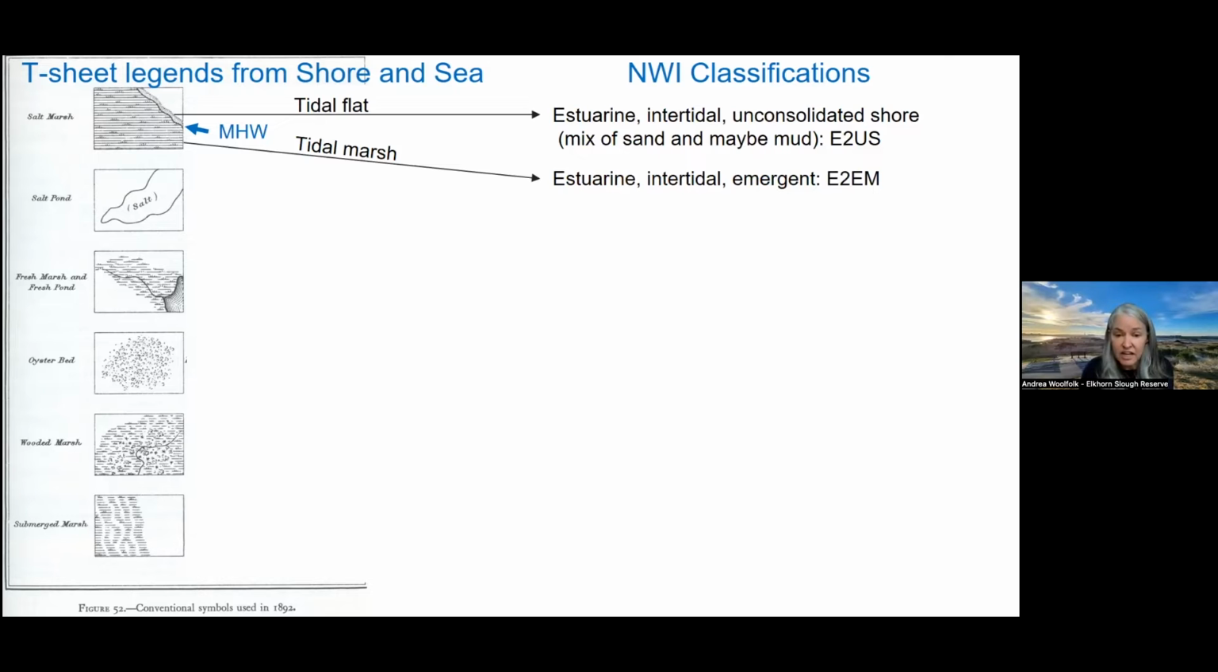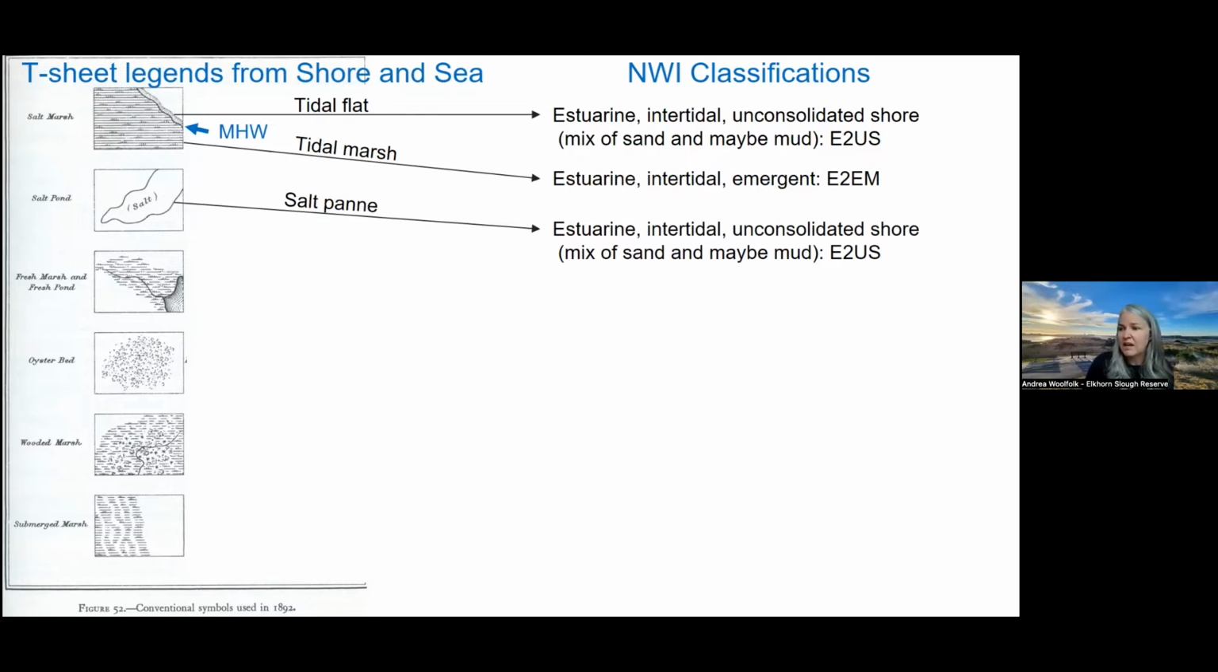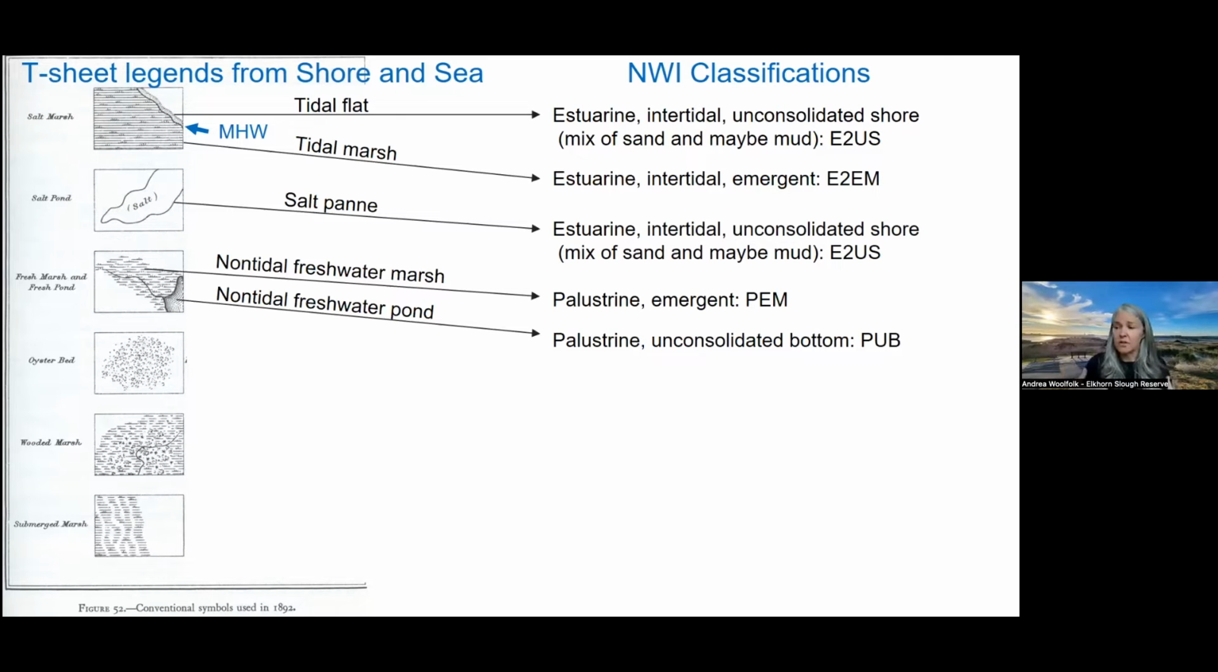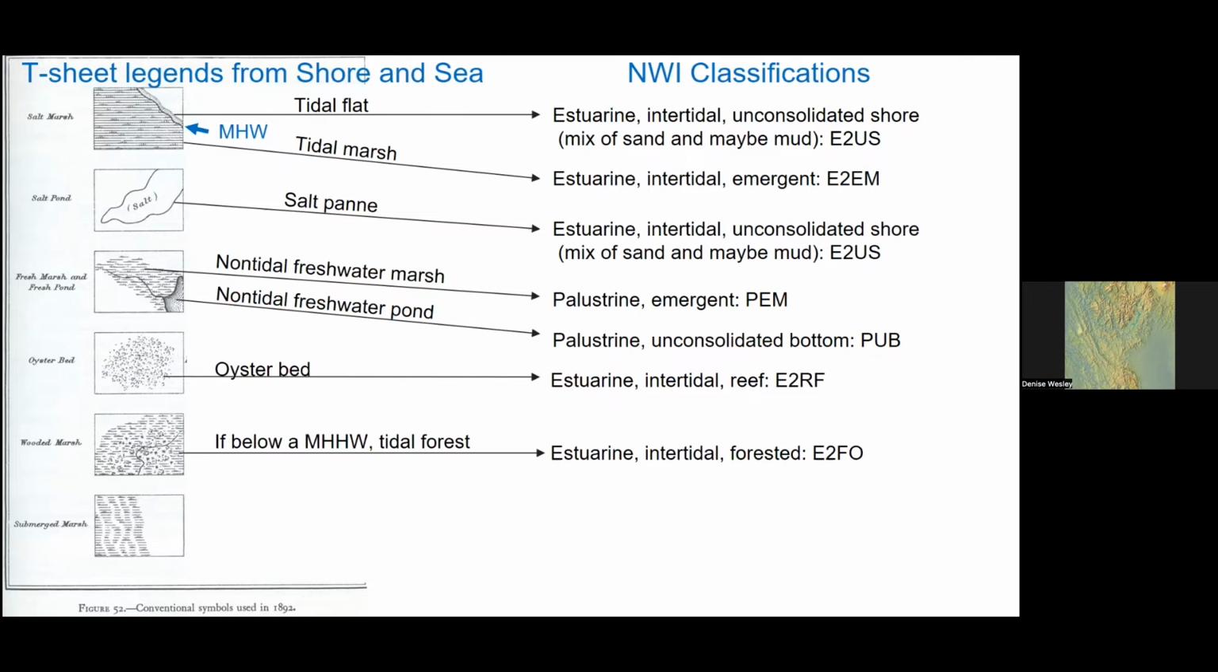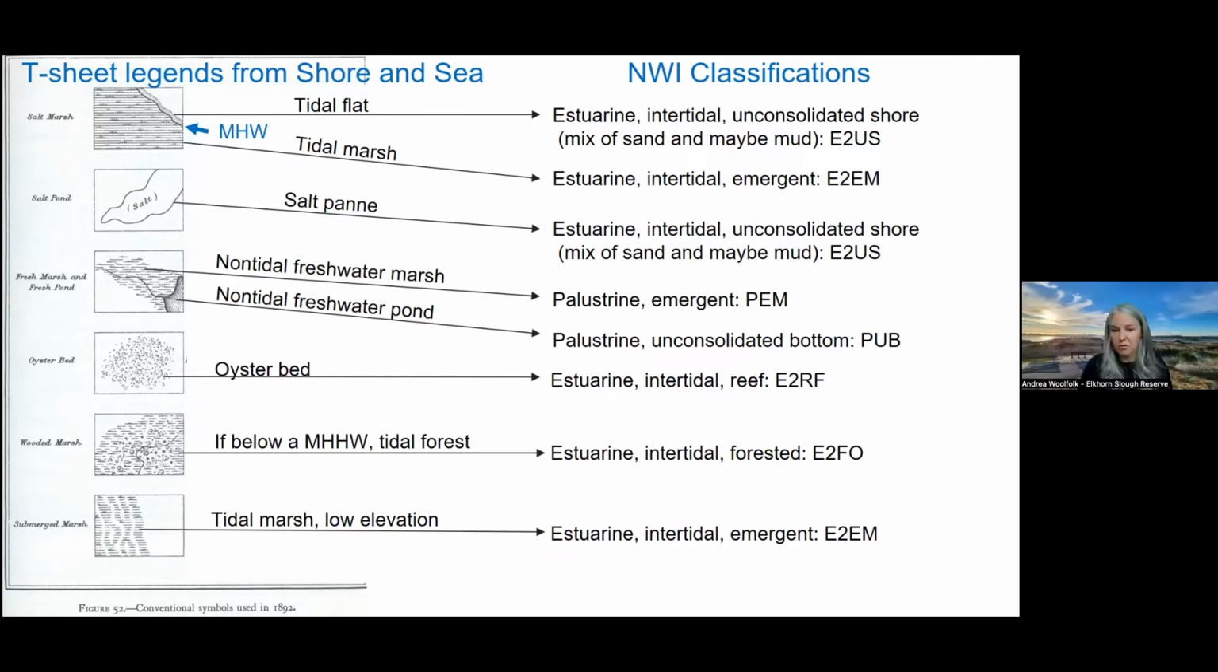From there, we can also assign NWI codes, the tidal flat being estuarine, intertidal, unconsolidated shore, and that shortens down to E2US, and we might call the salt marsh tidal marsh, and that would be estuarine, intertidal, emergent, and that corresponds to E2EM. So you can go ahead and apply this to almost anything that you see on the T-sheets. It could be salt pans. You can also categorize things that are non-tidal, palustrine, right? Like the freshwater marsh and pond here, oyster beds, maybe some tidal forests, and even lower marsh as well.